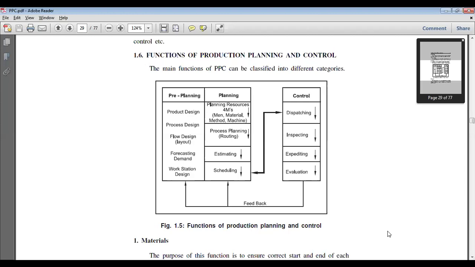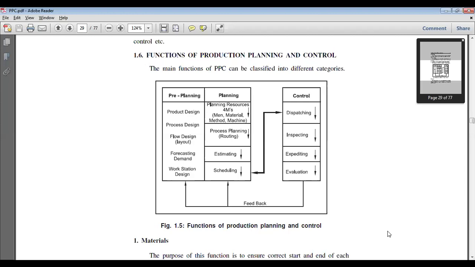Process means the manufacturing process: what manufacturing processes are involved in order to produce that product, and what is the exact sequence of the processes to be followed in the production of this product. Because a product may be made by different processes, we decide what processes and what sequence are suitable for that particular product. This is called process design. So the second pre-planning stage is that we design the process smoothly.